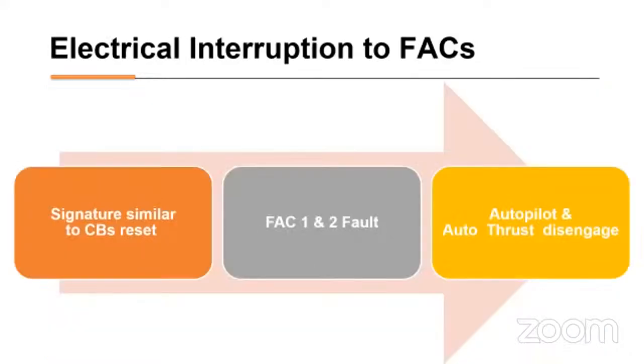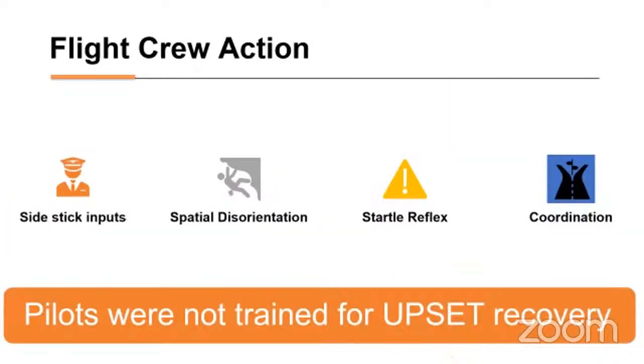Following the fourth fault, the FDR had recorded signatures similar to the FAC circuit breaker being reset, resulting in electrical interruption to the FAC, which caused the autopilot to disengage. The startled reflex of the spatially disoriented second in command, the pitch-up input, and the lack of coordination between the pilots led the aircraft to depart from the normal flight envelope and enter a prolonged upset stall condition. And moreover, the pilots were not trained for upset recovery.